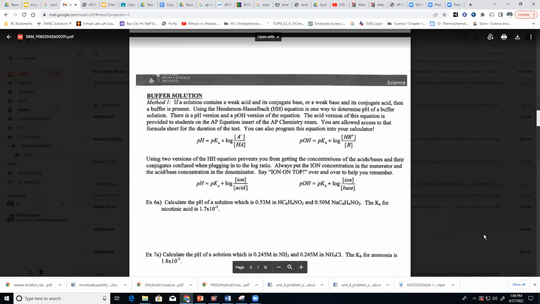So a buffer solution is always going to contain a weak acid and its conjugate base, or a weak base and its conjugate acid. It's not strong. That's not going to form a buffer system.